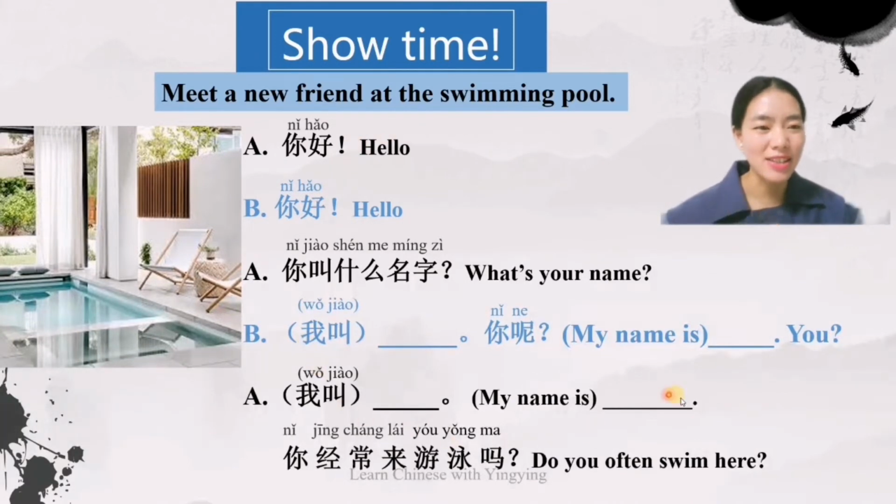And here is just one example for you. You might start with 你好 or hello. 你好. And you might ask the name. What's your name? 你叫什么名字? And the other person might reply, 我叫 blah blah the name.